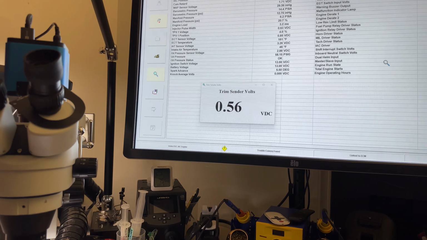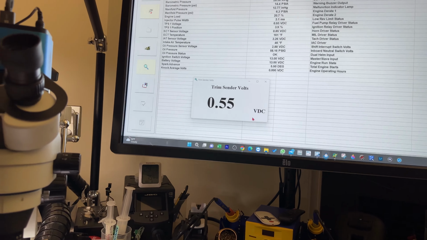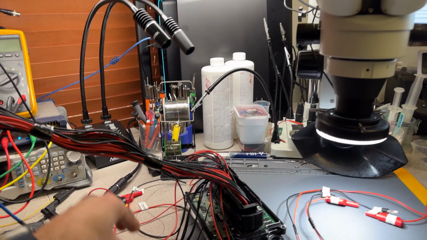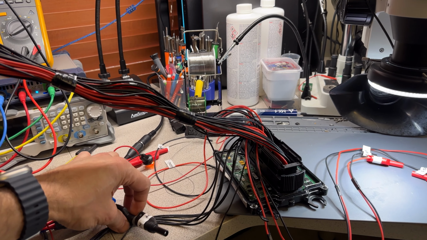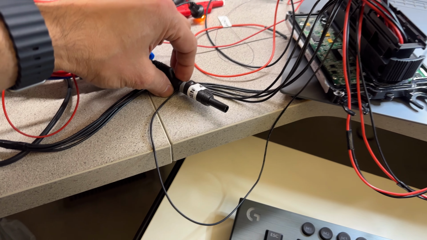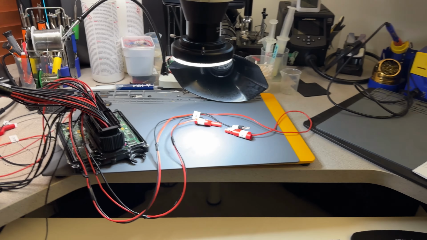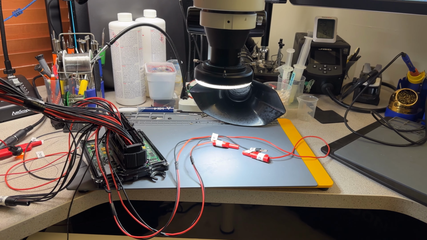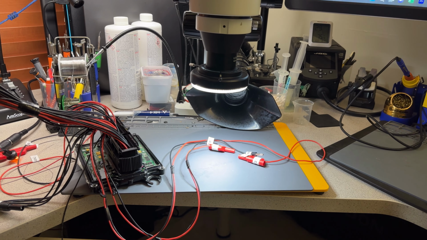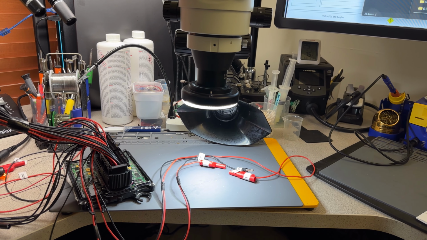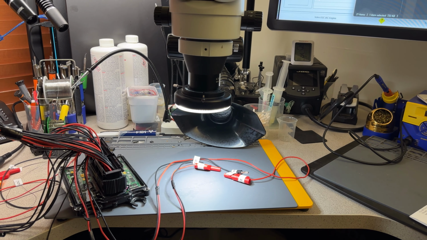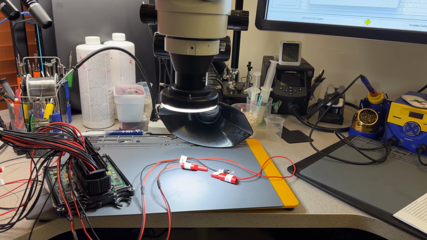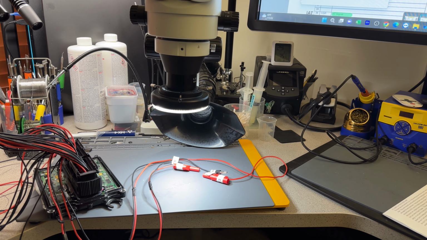What I'm going to show is that I now have the trim sender connected. The trim sender is pin 46 on this computer. Let me go over to the, I think it's a 90 pin connector. Should have that one ready. I'm a little tired, long days. What happened with the picture right here?